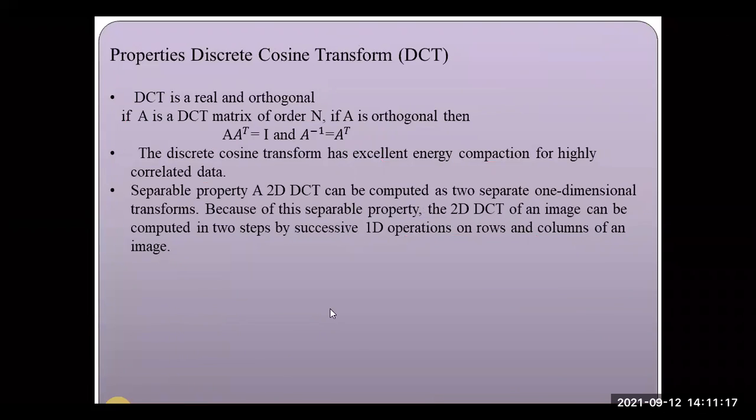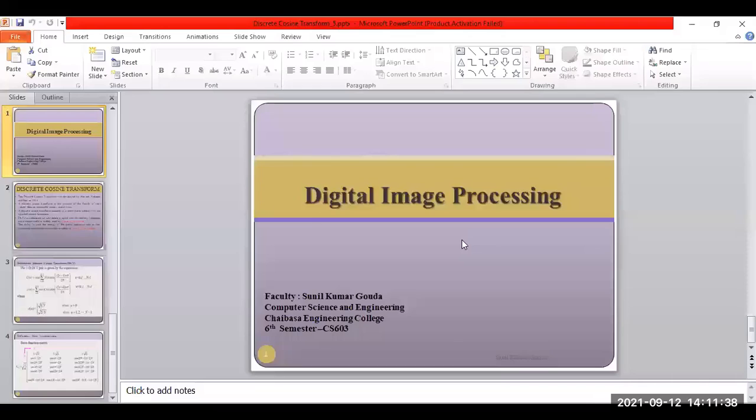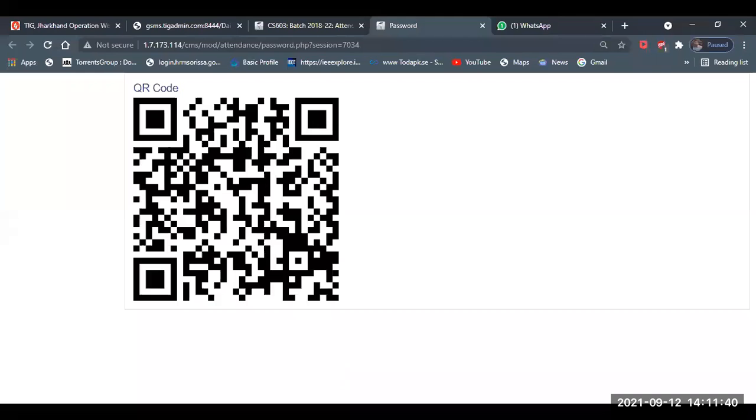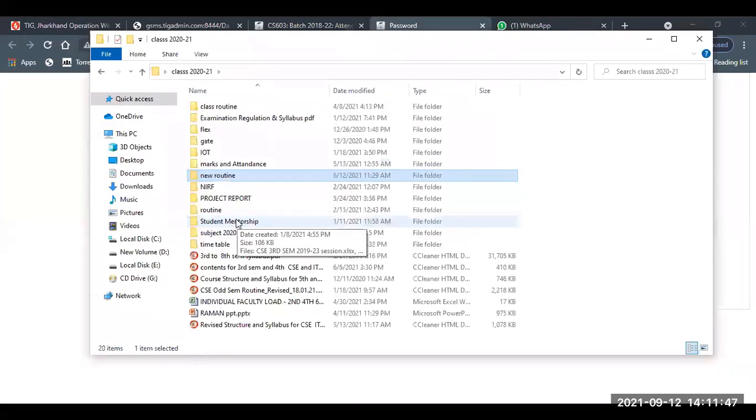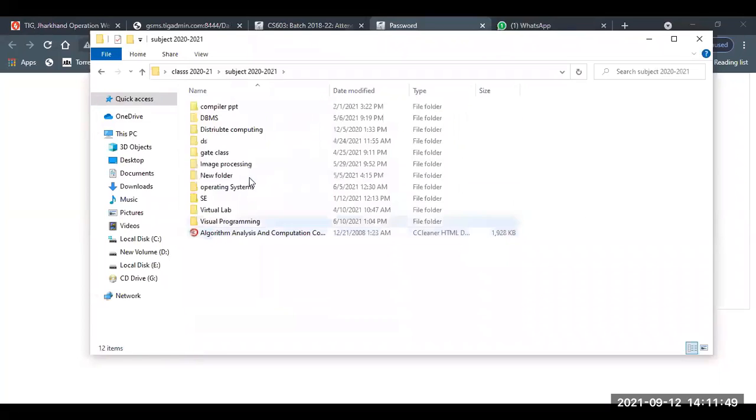So any doubt regarding this image transformation? Any doubt? We have discussed two techniques for image transformation: one is the discrete Fourier transformation and the second is the discrete cosine transformation. Okay, fine. If you have no doubts, we will discuss the next topic, that is SVD, singular value decomposition.